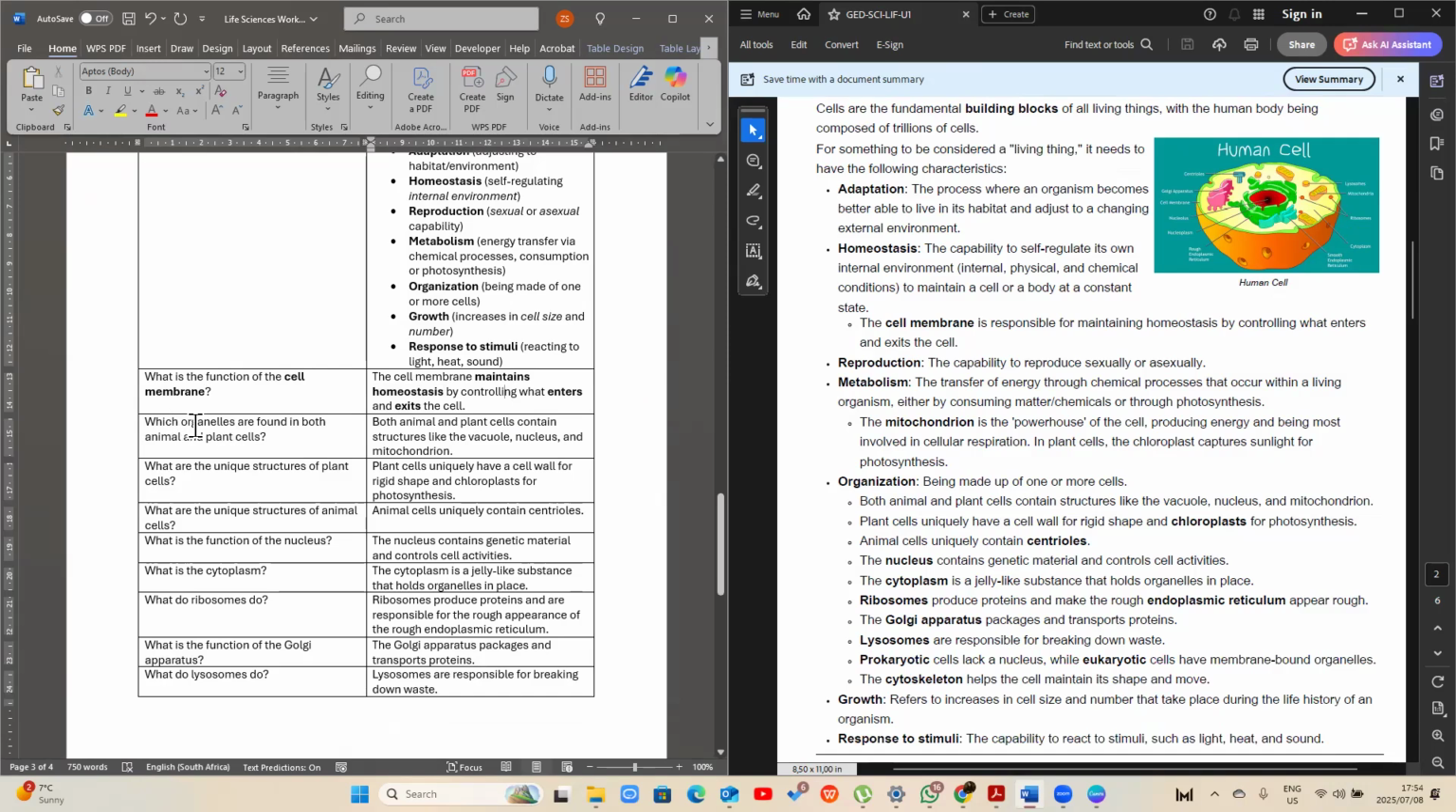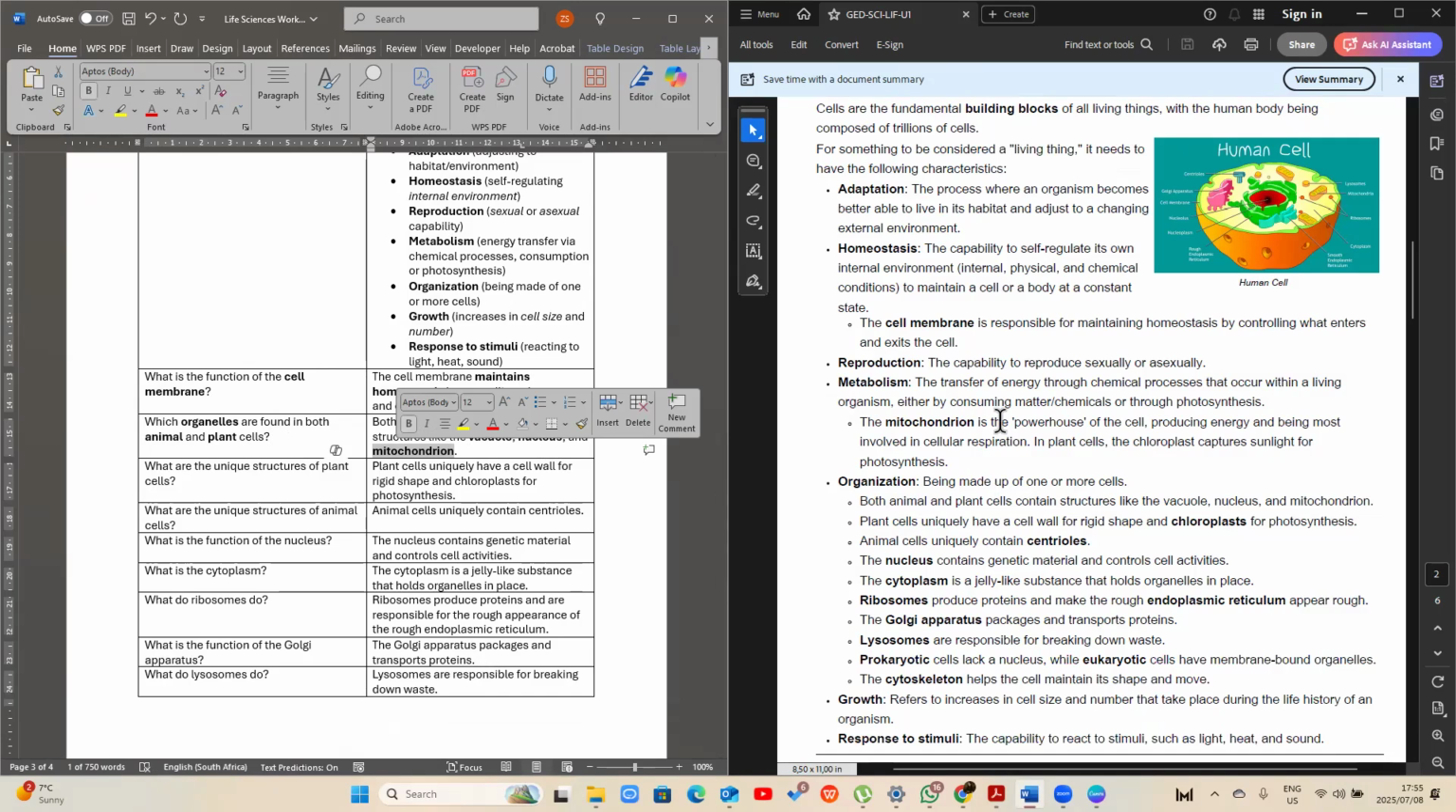Then we have to know which organelles are found in both plant and animal cells, because plant and animal cells are similar. There are differences, obviously, because they are not part of the same kingdom. Therefore, they cannot have the same cell types. If they did have the same cell types, then they would be placed within the same kingdom, but they are not. So there is something that is found within both the animal and plant cell that makes them similar, and that is firstly, they have vacuoles. They have a nucleus, and they also have mitochondria.